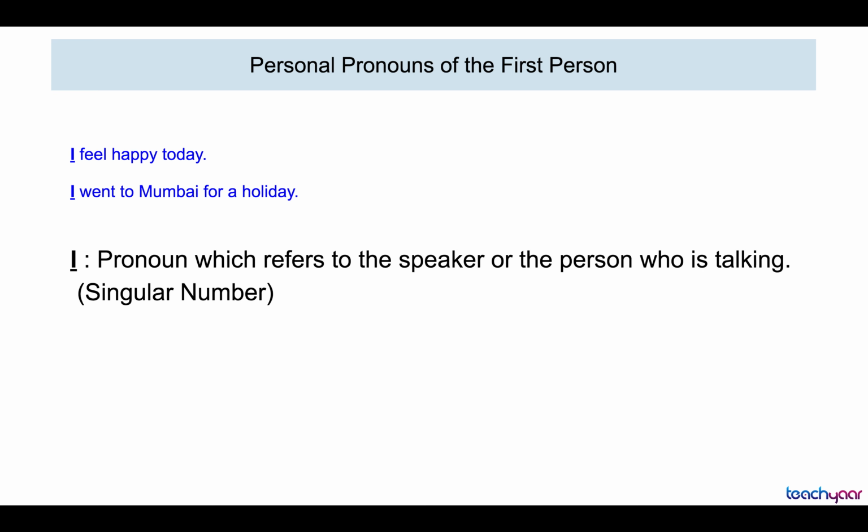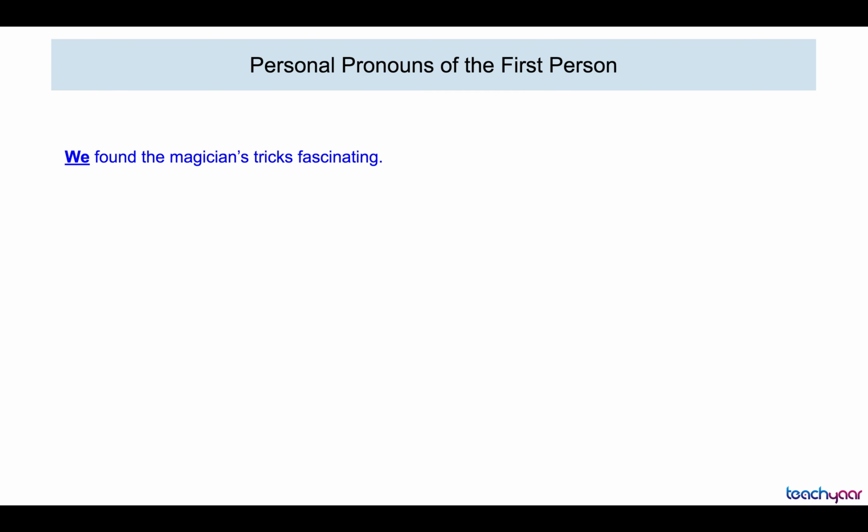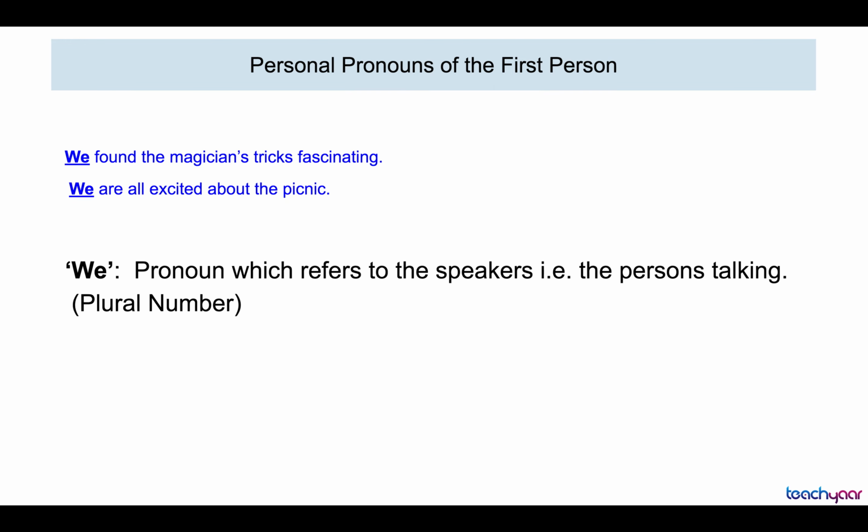I feel happy today. So, first of all, I is singular because it's only one person, and the person is talking about himself or herself. Supposing there are more than one person, we. We found the magician's tricks fascinating. We are all excited about the picnic. Now, here, which is the pronoun that we have used? We. So, this pronoun refers to the speakers. So, it is plural now.